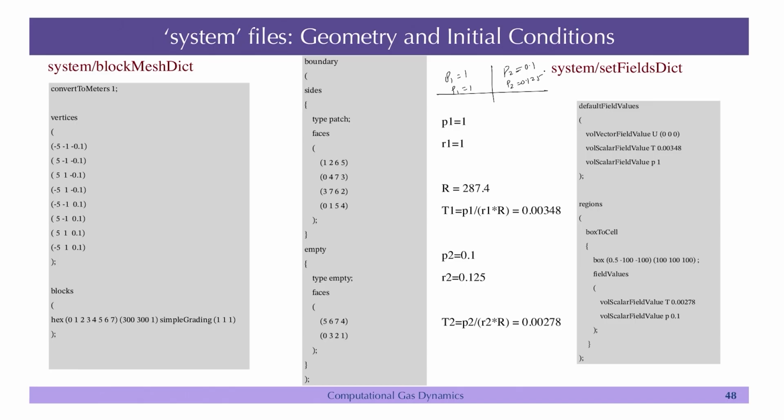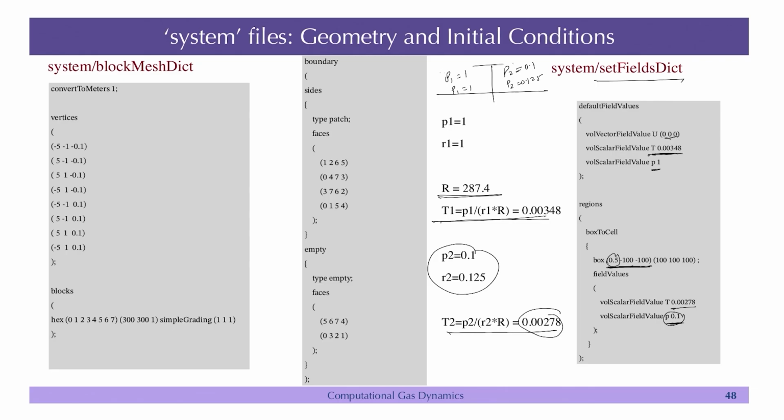So, you can basically take R equal to 287.4 and calculate T1 equal to 0.00348. Similarly, T2 you can calculate from P equal to rho R T, which will be 0.00278. So, this is the setFields dict. What I am saying is that in this box you set the value as 0.00278, starting from 0.5, and the pressure value is 0.1. Else you keep pressure equal to 1 and temperature equal to 0.00348, and velocity will stay 0 anyway everywhere.